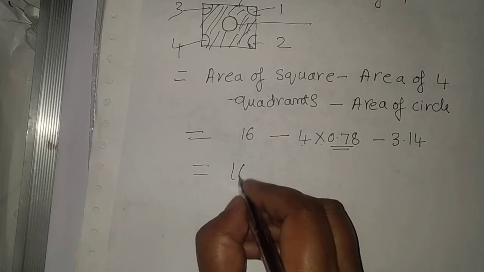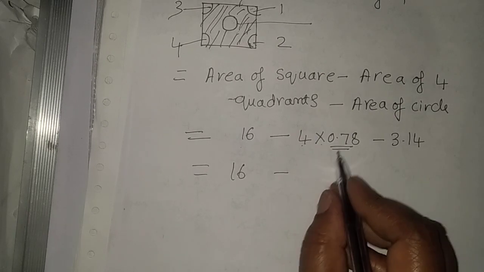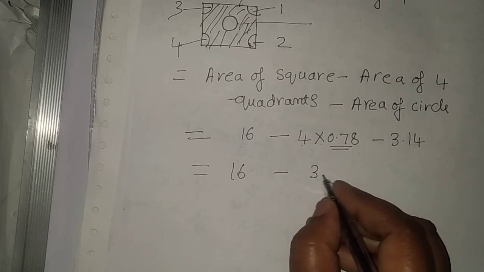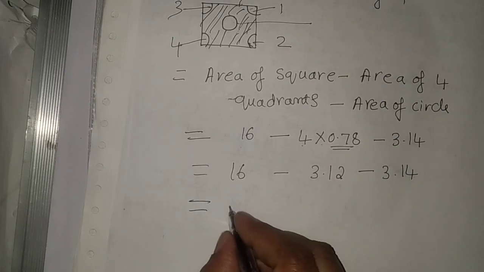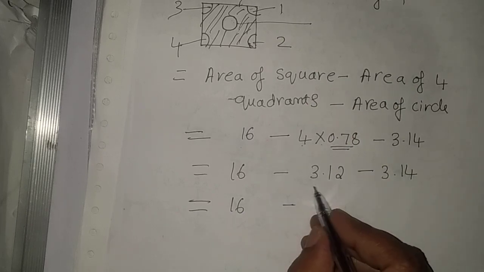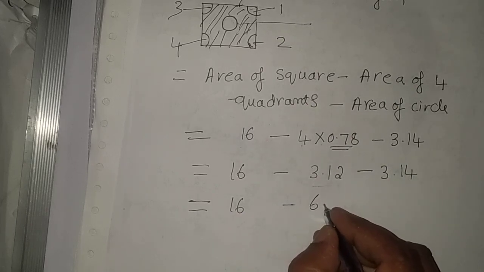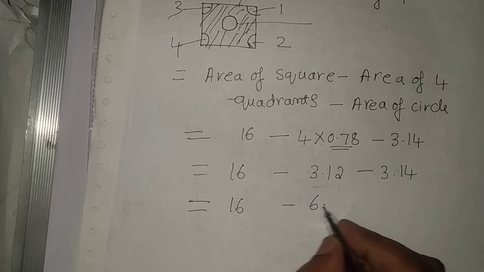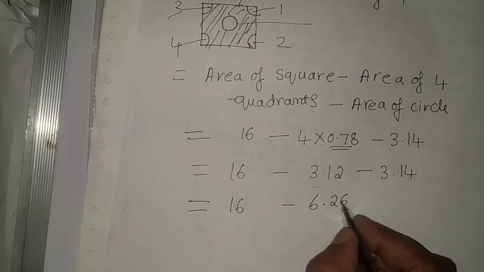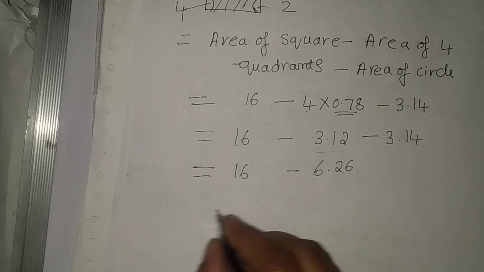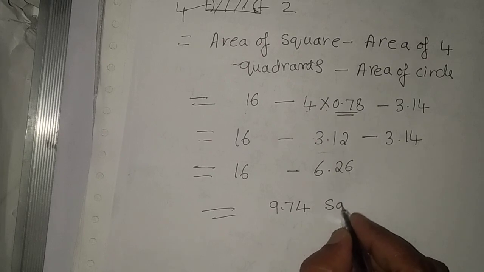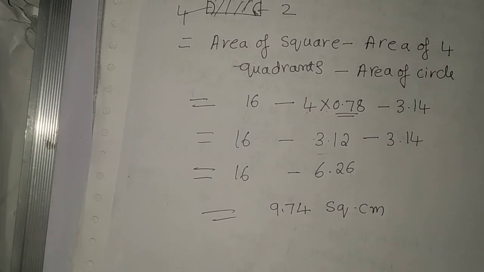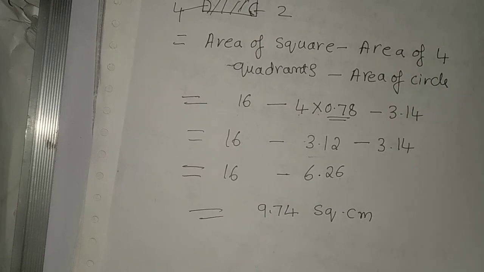So what we get: 16 minus 4 into 0.78, which becomes 3.12, minus 3.14, is equal to 16 minus, subtract this, we get 6 minus minus will be added, therefore 6.26. Finally we get 9.74 square centimeters. So this is the solution for the fifth problem.